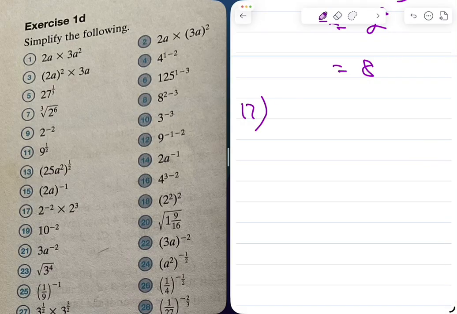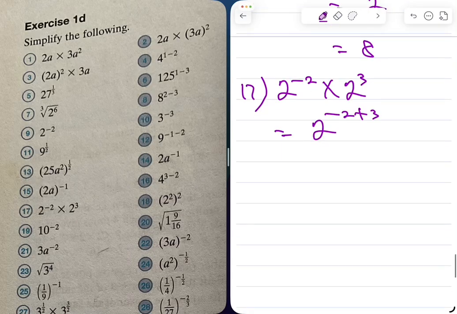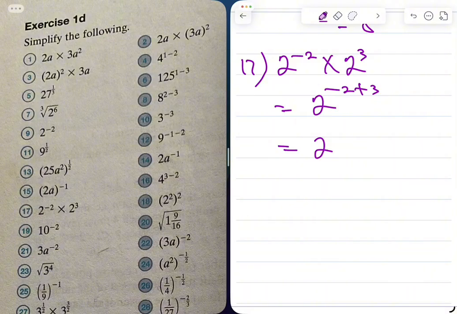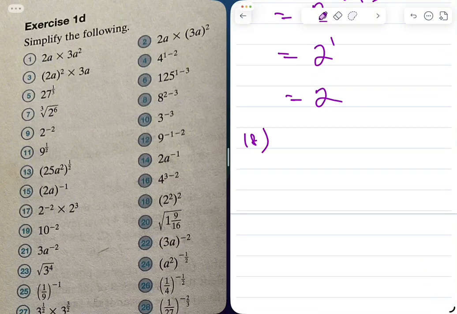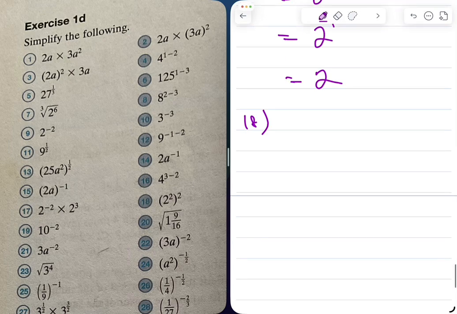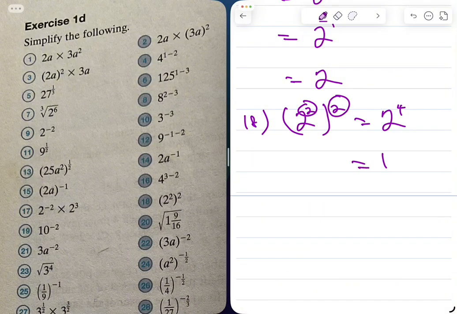Number 17, that's 2 raised to power minus 2 times 2 raised to power 3. That's simply equal to 2 raised to power minus 2 plus 3, which is 2 raised to power 1, and that's 2. Now to the next, which is number 18. That's the square of 2 raised to power 2, which simply means 2 raised to power 2 times 2, and that's 2 raised to power 4, which is 16.